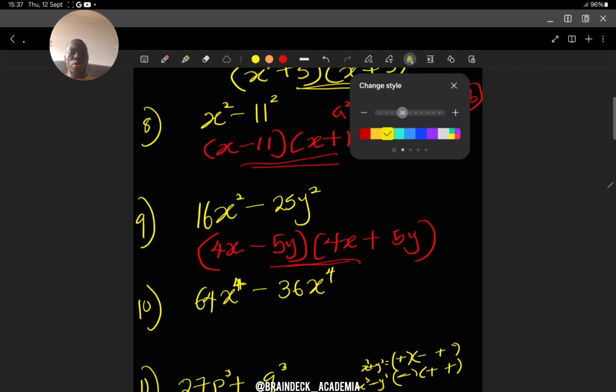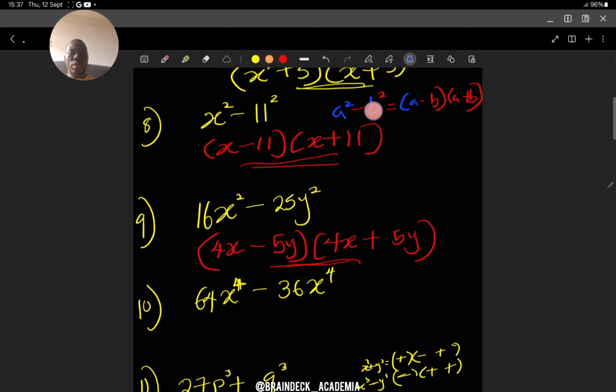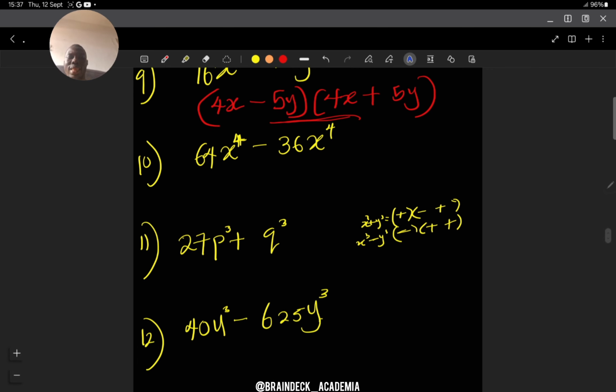Let me change this to color blue. Make it look like this rule we have here. So that's the first thing you need to do. Let's make it look like this rule we have here. So how do I make it look like that rule?